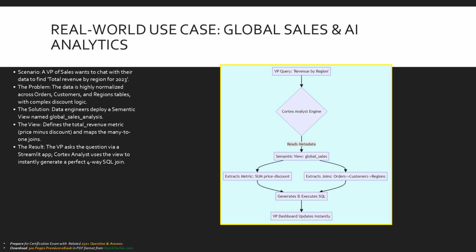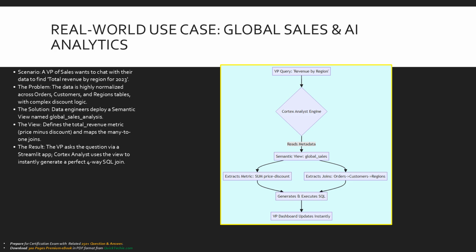The solution is for the data engineering team to deploy a semantic view named Global Sales Analysis. Inside this view, they explicitly define the total revenue metric as price minus discount, and they map the exact many-to-one joins connecting the tables. Now, when the VP asks her question via a Streamlit interface, Cortex Analyst reads the semantic view and instantly generates a perfect 4-way SQL join, delivering accurate executive insights without a single BI ticket being filed.